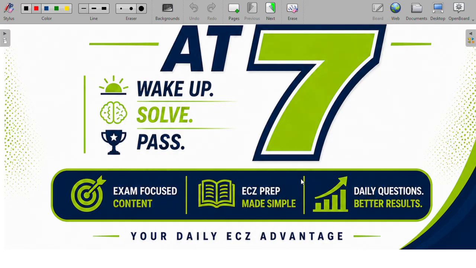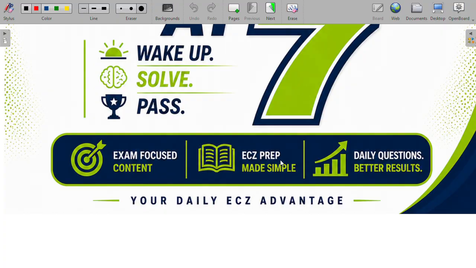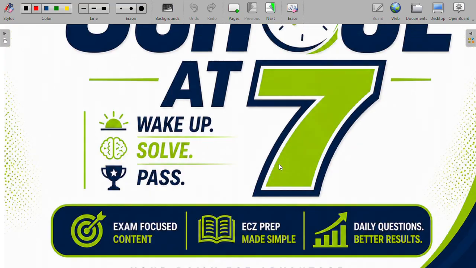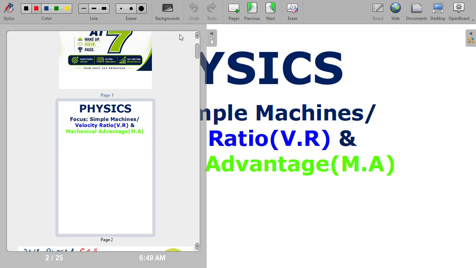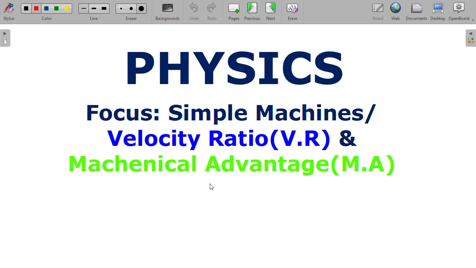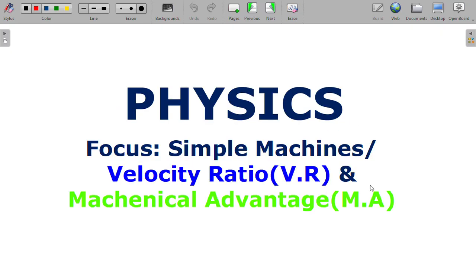All right, so today we are going to look at an interesting subject. I hope your pen and your book are with you, because you're going to copy some notes and this is going to be amazing. We are looking at physics, and our exam focus is simple machines, velocity ratio, and mechanical advantage. This is an exam question. I'm going to show you step by step how to answer this question, and share exam tips so that you are fully prepared. So without further ado, let's get started.